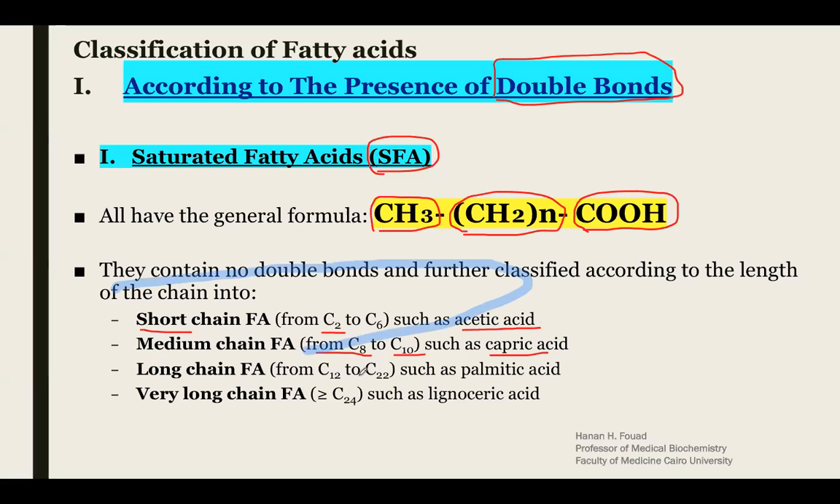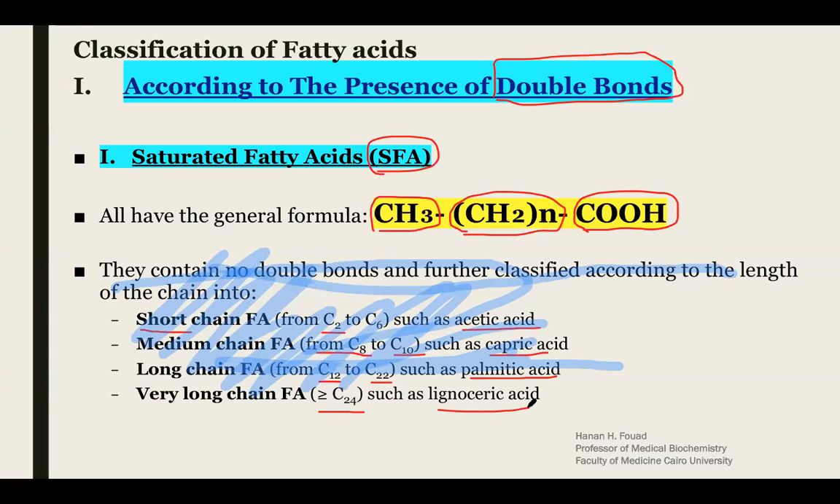Long chain fatty acids are from 12 up to 22 carbon atoms, such as palmitic acid. Very long chain fatty acids have more than 24 carbon atoms, such as lignoceric acid.